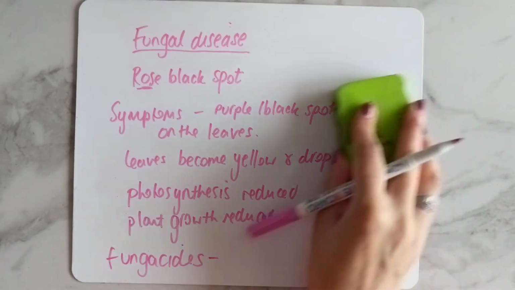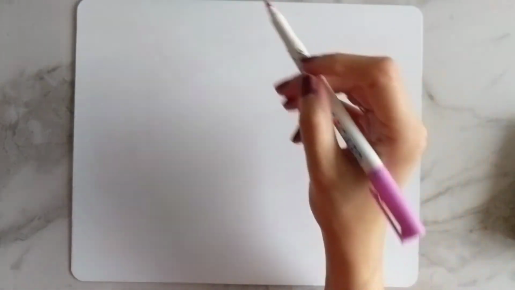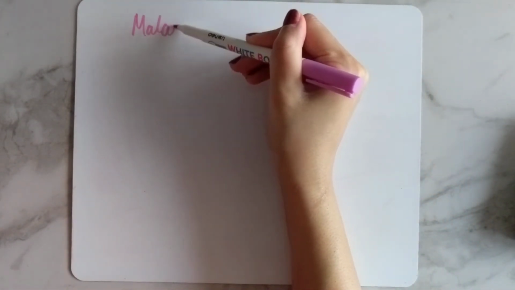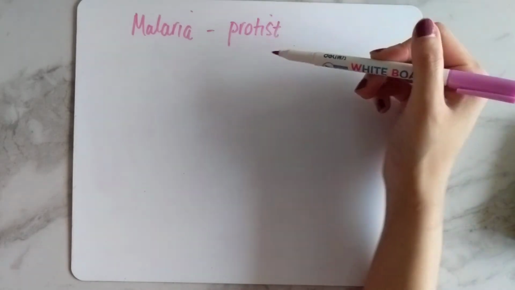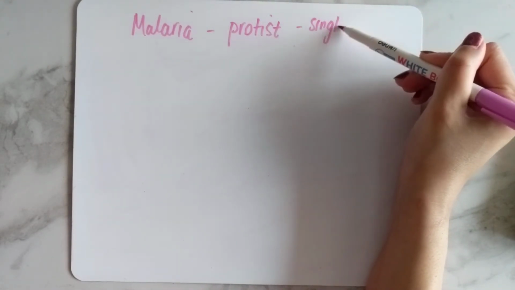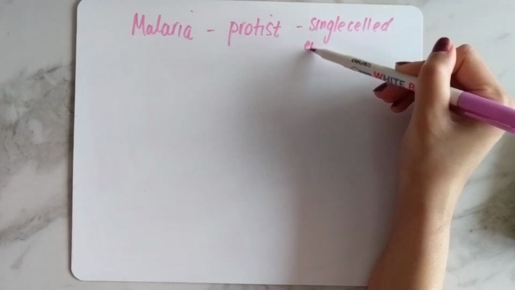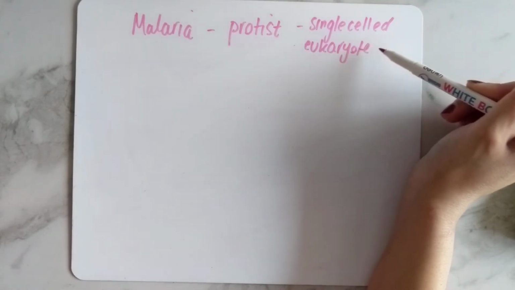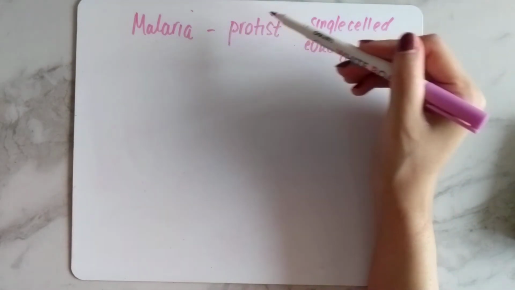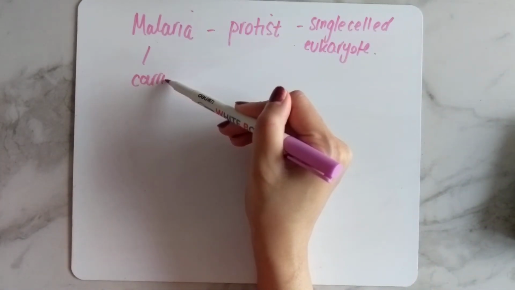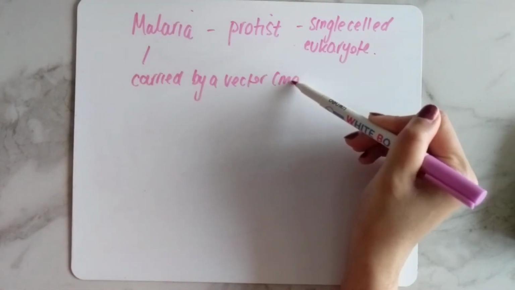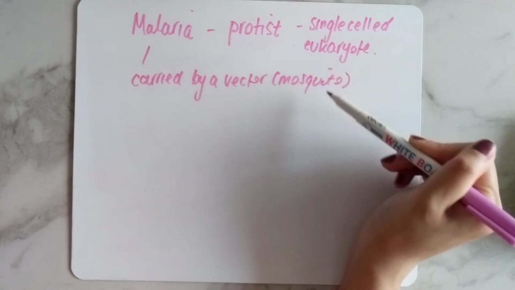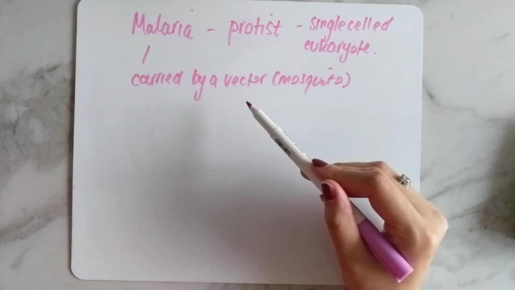So the last example that you need to know is malaria. So malaria is caused by another type of pathogen called a protist. And a protist is just a tiny single-celled eukaryote. So it's very, very small. And if you remember, I mentioned earlier, malaria is carried by a vector known as a mosquito. So the mosquito isn't infected itself, but it's just carrying the malaria.